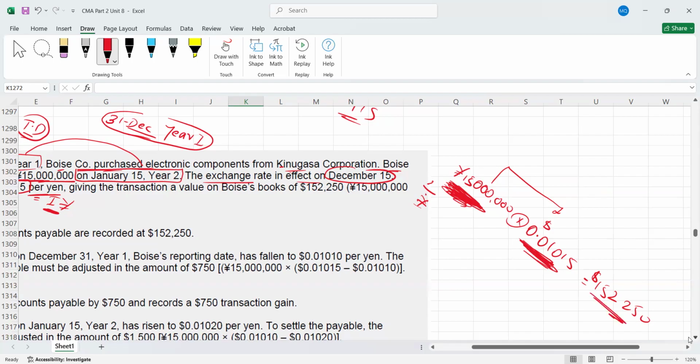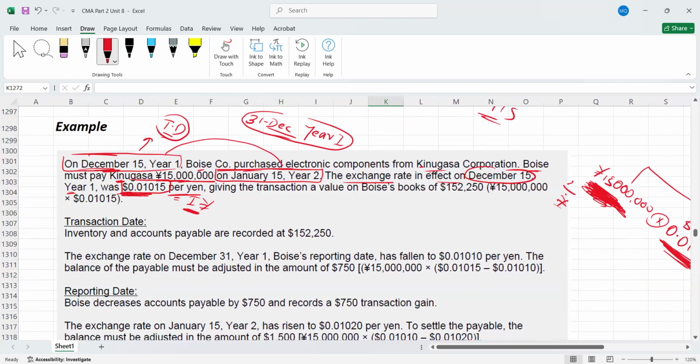It means as per the spot rate, which is on 15 December, if you sell this much dollar, then you can buy this much yen. So this is the value of the transaction at the date of transaction. Now what entry you will pass? Obviously you will debit the inventory and credit the accounts payable, because you have to settle this transaction next year, on 15th January.